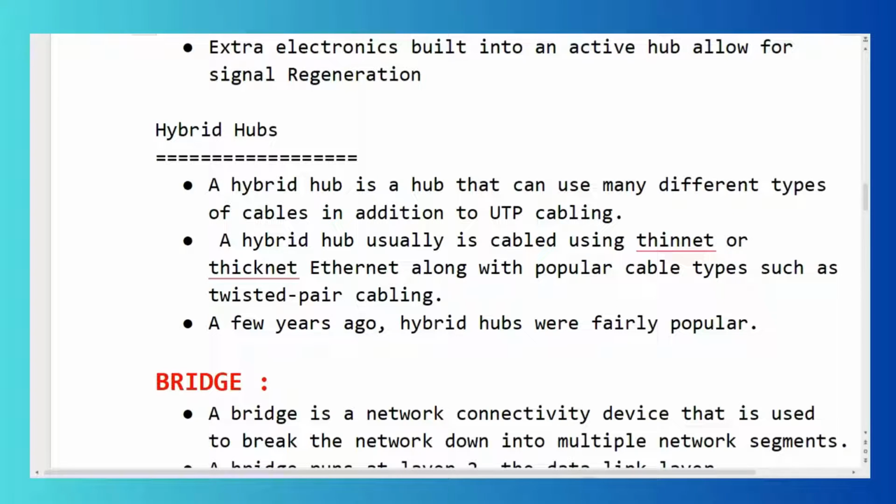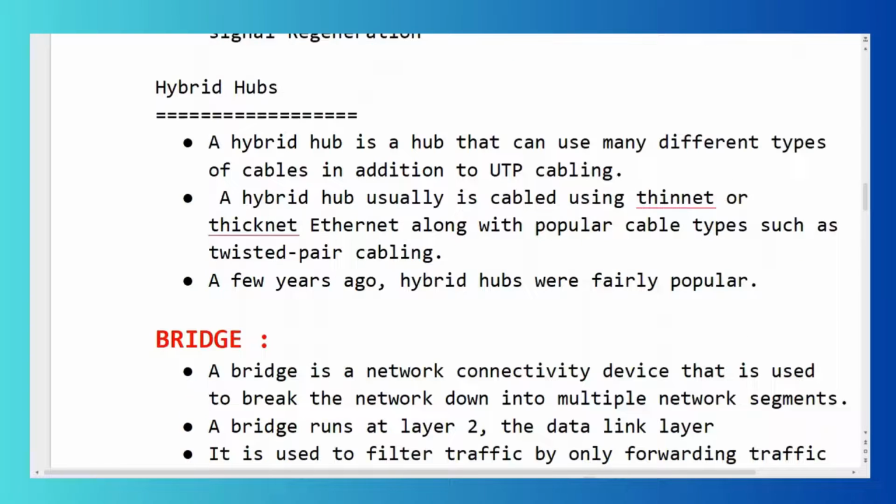Hybrid hub. A hybrid hub is a hub that can use many different types of cables in addition to UTP cable. A hybrid hub usually is cabled using thinnet or thicknet Ethernet along with popular cable types such as twisted pair cabling. A few years ago, hybrid hubs were fairly popular.